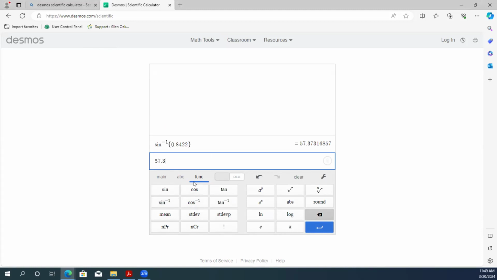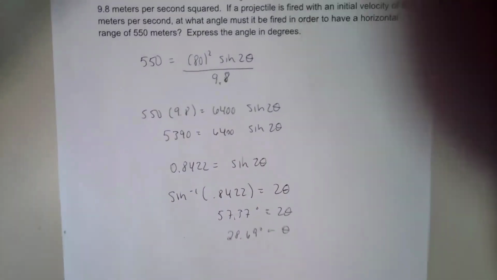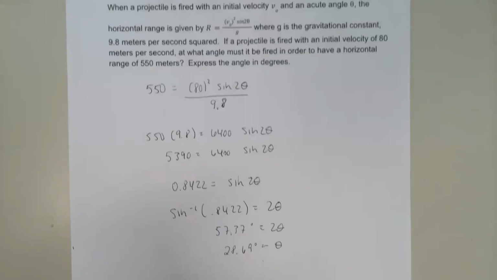That is the double angle, 2 times theta. And if you take 57.37 and divide by 2, then theta is 28.69 degrees. Also make sure here that your information is given in degrees, not radians. See where my mouse is? We want this to be in degrees. It switches back and forth. So that angle theta is 28.69. And that is the last of the lessons for chapter 5.